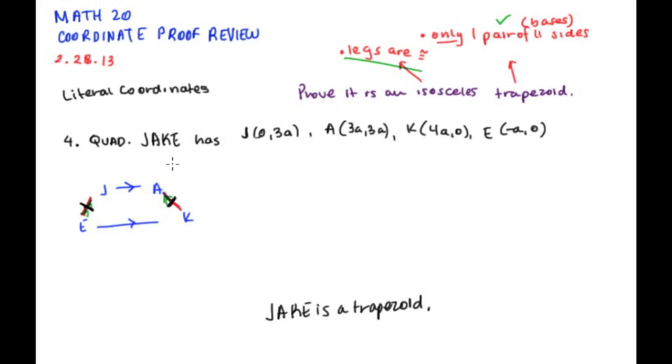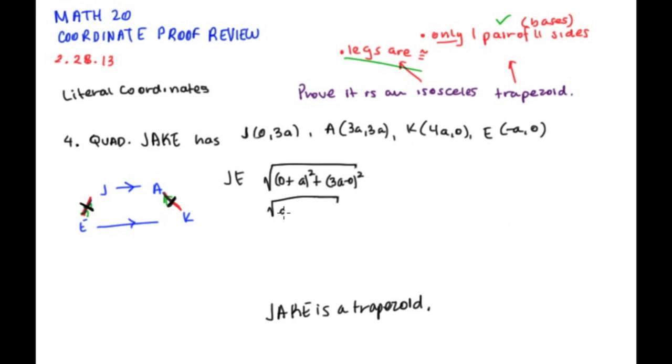Distance. For literal coordinates, distance can be kind of a pain in the butt, but it's not too bad. So first let's do the JE here. So big square root of 0 plus A squared, right? Because it's 0 minus negative A. And so that's just a double negative, so it just becomes a positive, so it's 0 plus A squared plus y1 minus y2, so 3A minus 0 squared.